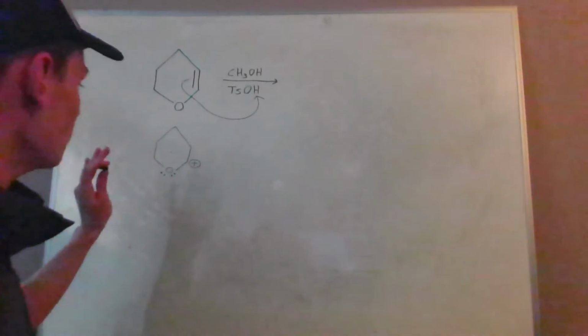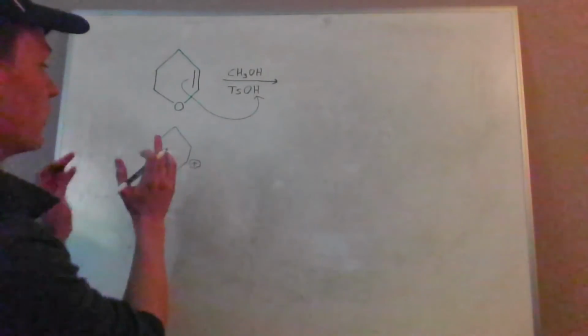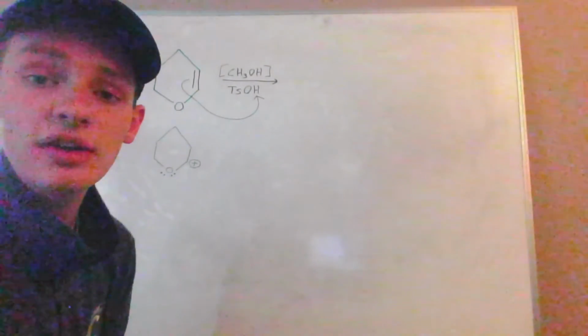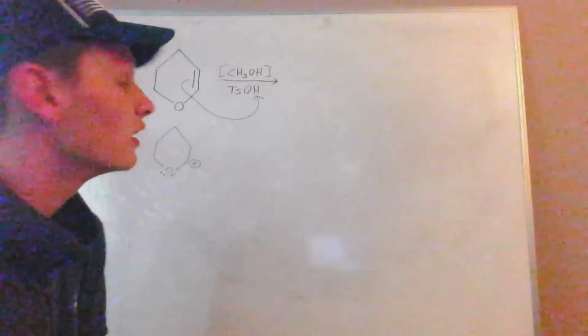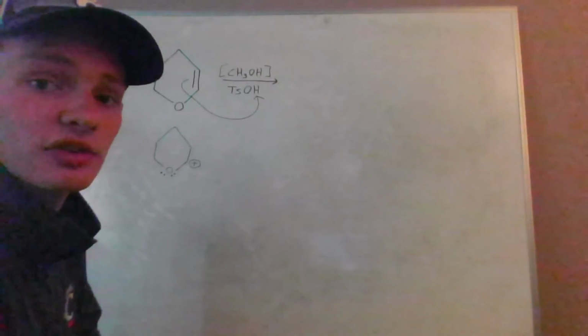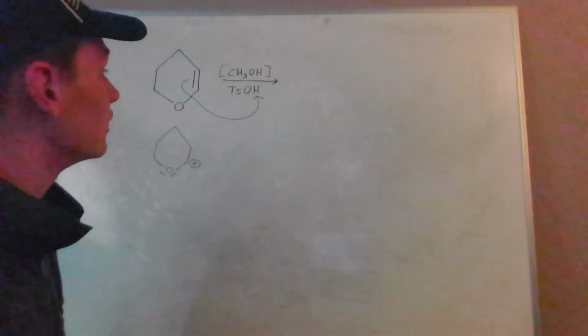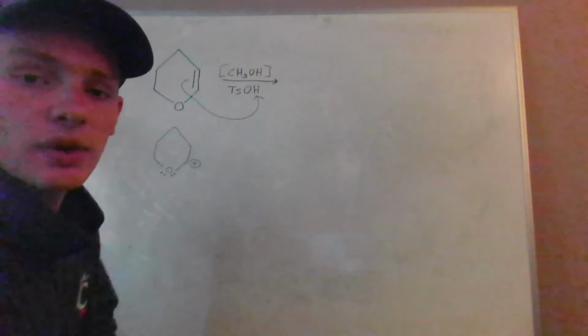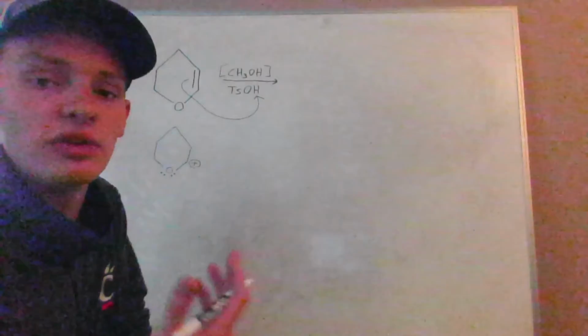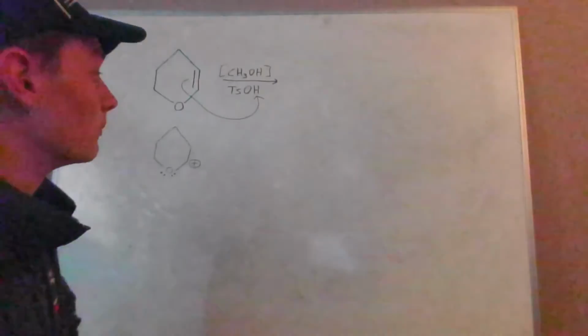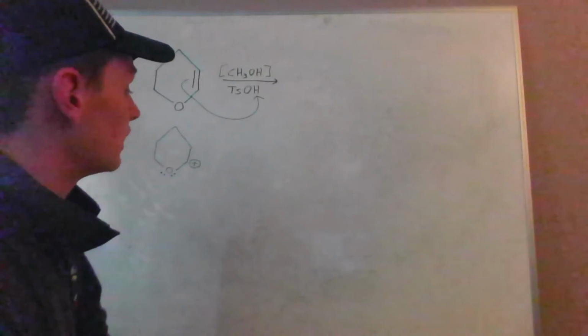But anyway, we would have this cation, right? Now that we have our carbocation, we need to figure out what is going to happen next. Now, the toluene sulfonic acid had its proton removed, and that is favorable because we know that the equilibrium always favors the reaction of a strong acid to form a weak base.